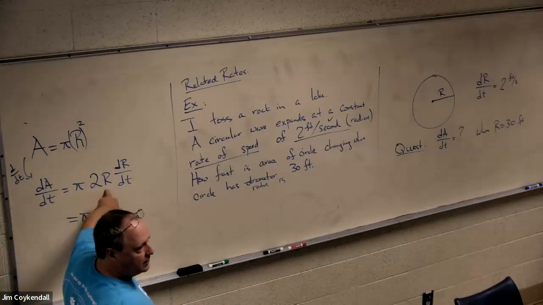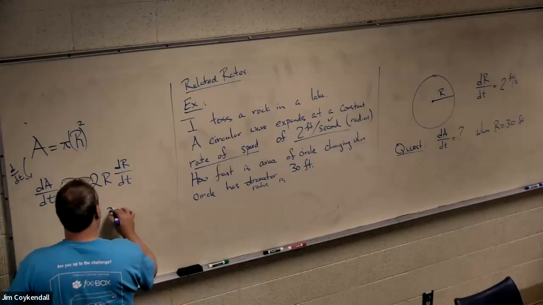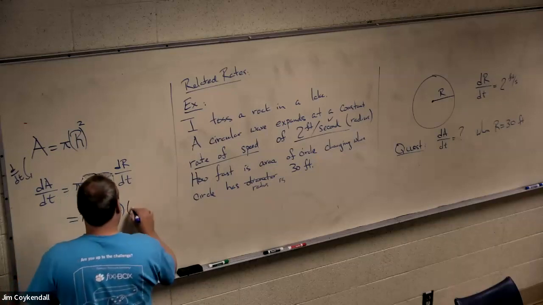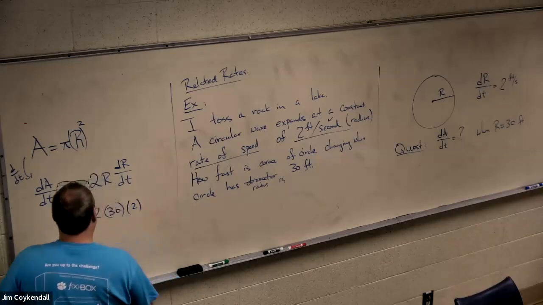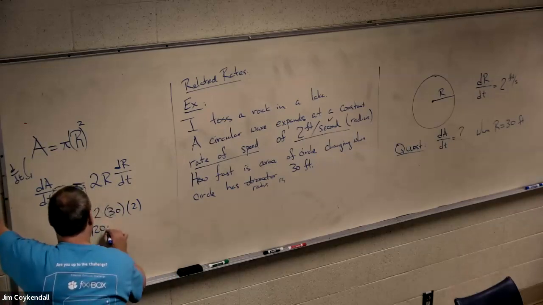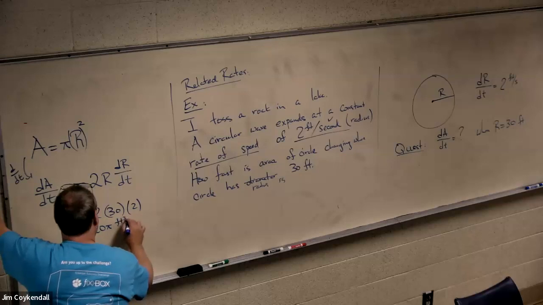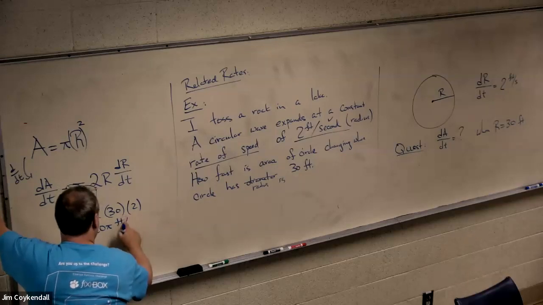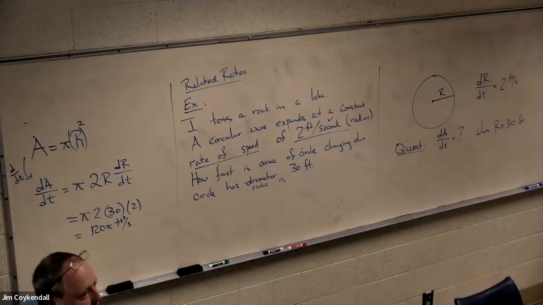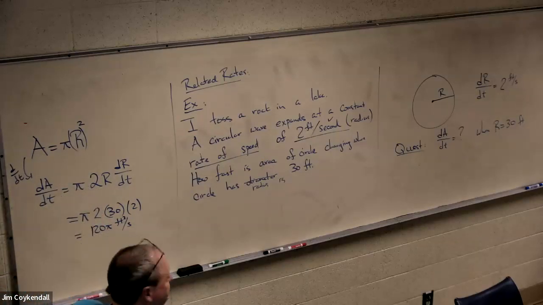What's R at my specific time? 30. What's the dR/dt? 2. And so this should be 120 pi cubic feet, or square feet. Any questions?